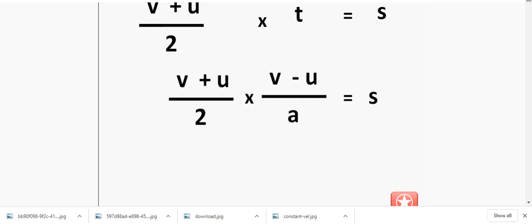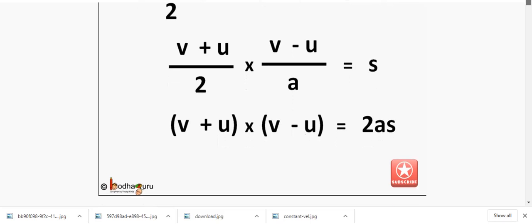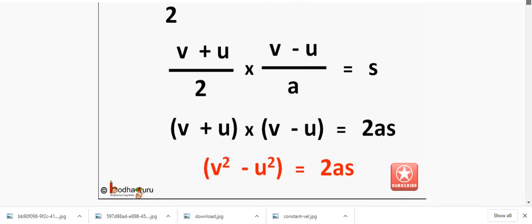2 and A on the denominator goes to the other side. So it becomes V plus U into V minus U is equal to 2AS. From algebra we know x plus y into x minus y equal to x square minus y square. So it becomes V square minus U square equal to 2AS. This is another formula we can use if time taken is not given.